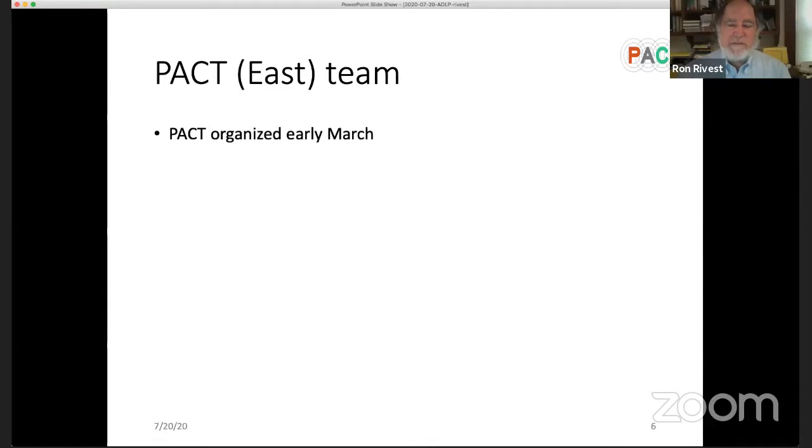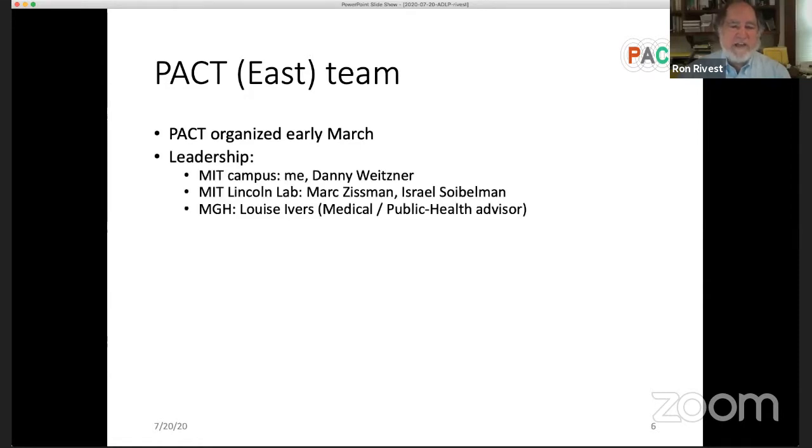We formed a team at MIT first, and then expanded out from that to look at these issues and these possibilities. It formed in early March on the MIT campus. The leads are myself and Danny Weitzner. Danny was at the White House with Obama and is co-leading this along with Mark Zisman and Israel Soibelman from Lincoln Lab, and Dr. Louise Ivers from Harvard MGH. So we've been working together to lead it, but it's a big project.